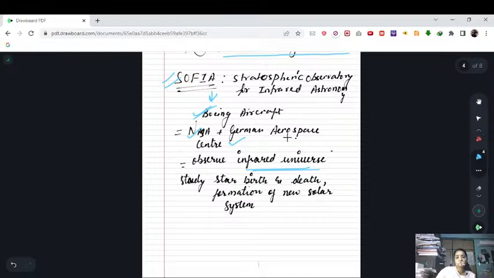So we need to establish our observatory at a position from where the infrared universe can be seen. So the aircraft with the infrared astronomical unit will travel to above the stratosphere, and from there NASA and the German Space Center will study star birth, death, and formation of new solar systems. So keep in mind the Boeing aircraft, the full form, the organizations involved, and what they are going to observe.